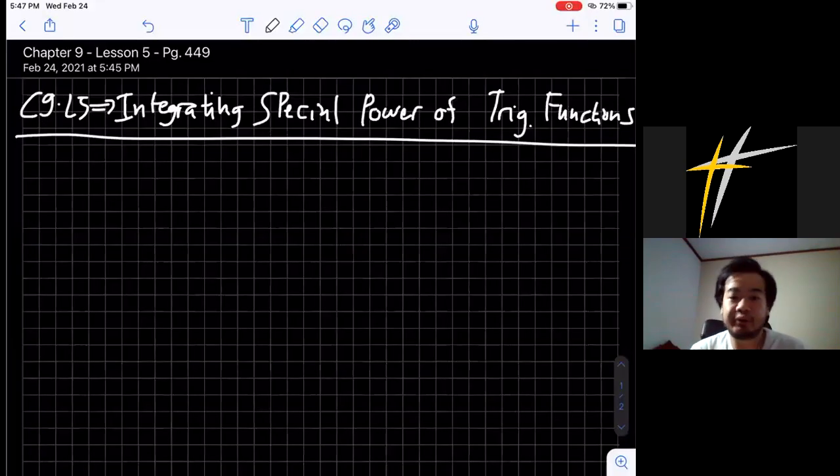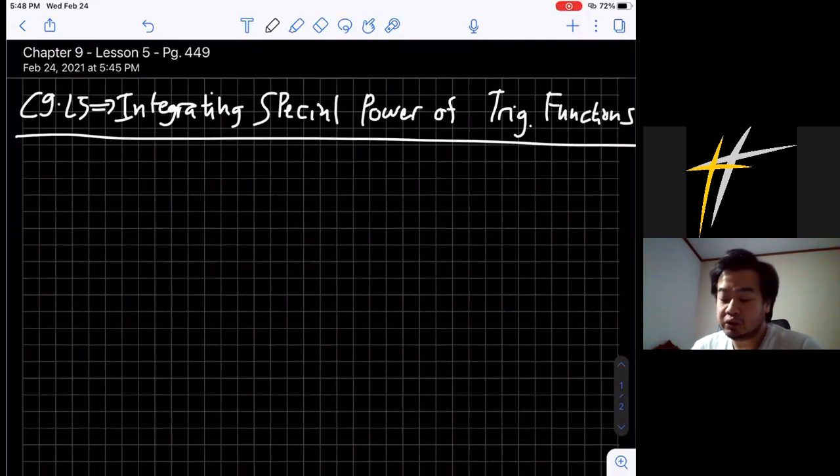Okay, good morning everyone. Now we're going to continue our lesson into chapter 9, lesson 5, integrating special power of trigonometric function. You can open your book, page 449. Page 449. I'm going to take some material from the book and I'm going to add some also from the book that I have.